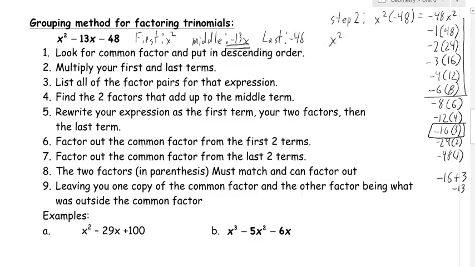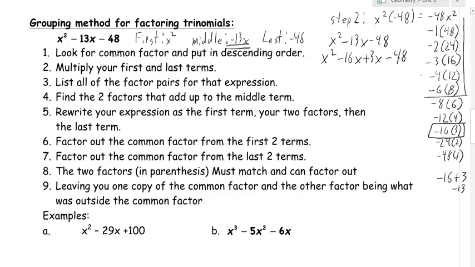All of what we've done is scratch work, is work that goes off to the side. Your actual problem, you copy down the original problem. Then you go to step 5. You rewrite your middle term, having done our scratch work off to the side. We're going to say this is negative 16x plus 3x instead of negative 13x.